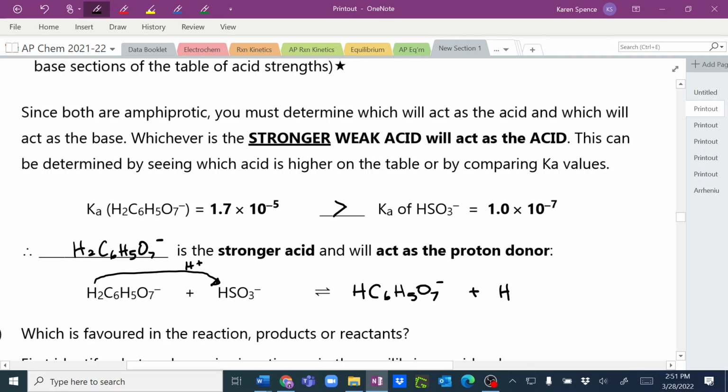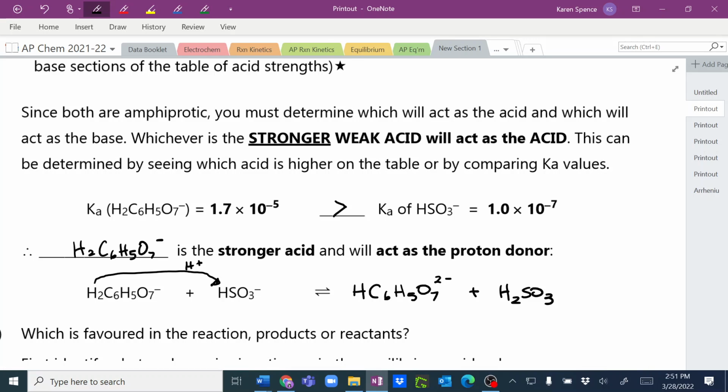plus H2SO3. What? 2 minus because it lost a proton. Yes, yes, thank you, thank you. There we go, 2 minus because it lost a proton. Very good. So that's great. We have now determined what the reaction is.